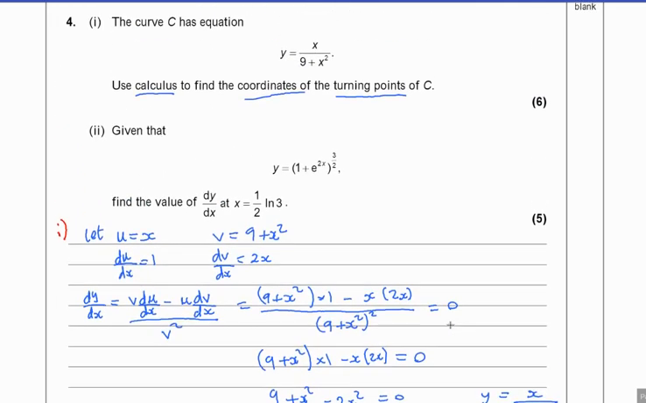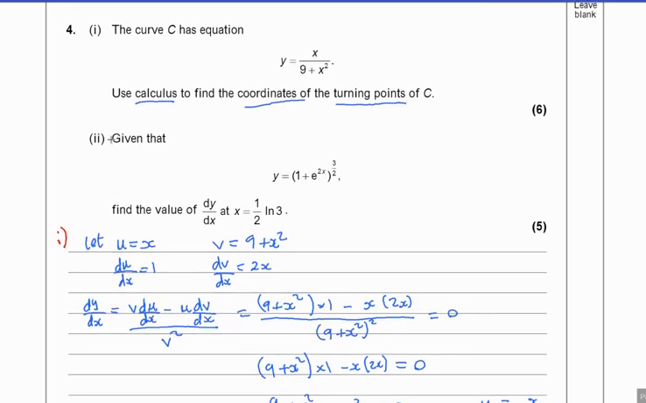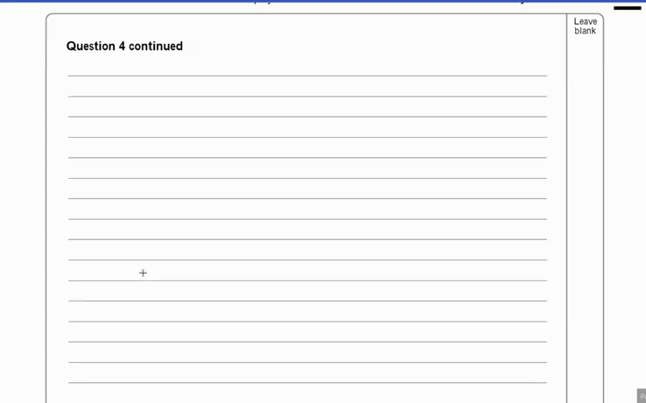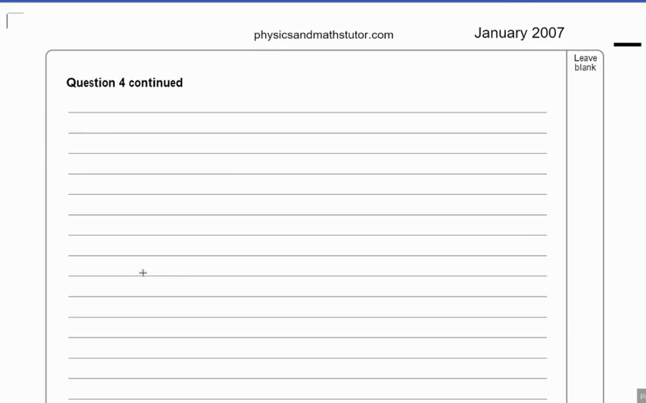Okay, now let's go on to the second part of the question. It says, given that y is equal to 1 plus e to the power of 2x, all to the power of 3 over 2, find the value of dy dx at x equals ln of 3. Okay, so let's just put part 2. Let's go on a new page, I think. I think that's a good way to do it.